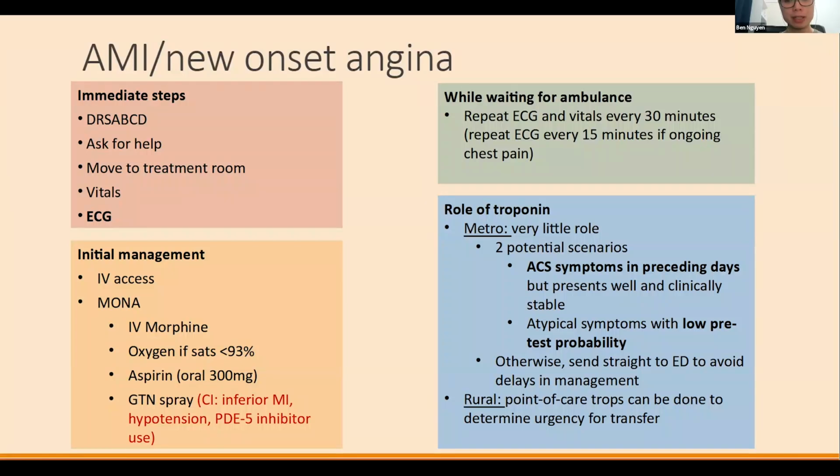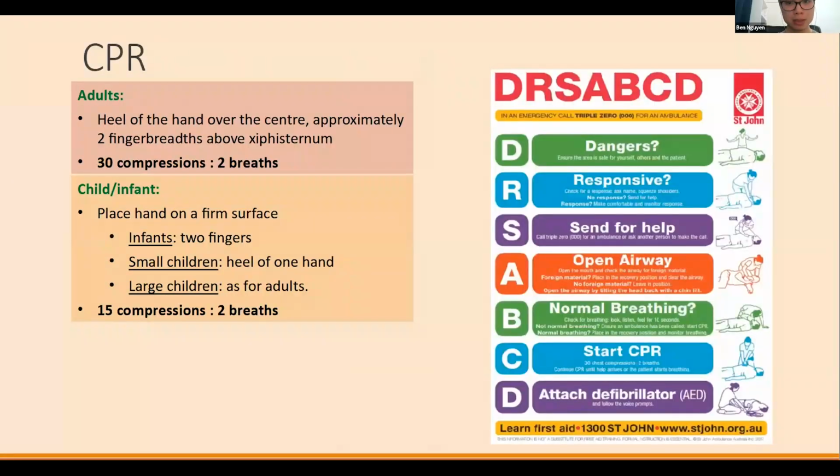Rural is a bit different because in some rural settings you might not have access to a hospital close by. So you can do what's called a point of care CHOPS, which is basically a bedside troponin test. That can be done to triage patients and determine whether you need to send them to the hospital or not.